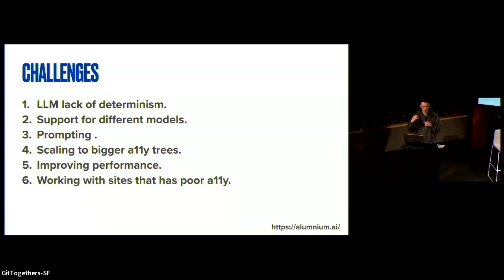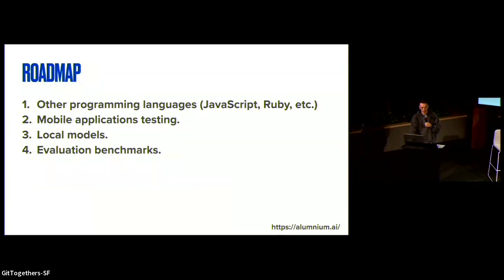The way it works internally is it builds an accessibility tree of the website. For websites that don't really respect accessibility, it just doesn't work. So this is another challenge I'm yet to solve. It's a Python library, but eventually, like Selenium, I would love to have other programming languages and mobile application testing. It works on open models, but it's not working yet with local models.